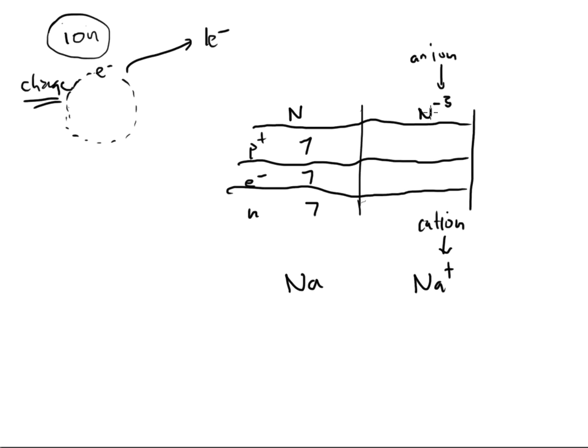So when we get an ion, like N-3, the proton number stays the same. It has to. This is the identifier. 7 protons, that means we've got nitrogen, folks. It could be a charged nitrogen, but it's at least nitrogen. The neutron number will also stay the same. There's no difference there either when it concerns ions. The only thing that changes is the electron number. That's it.